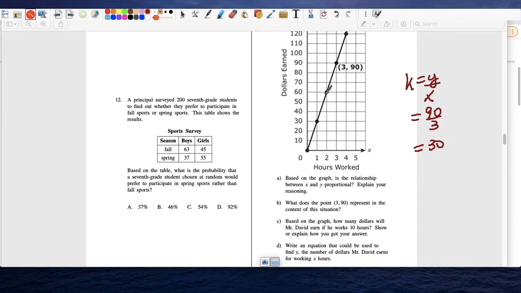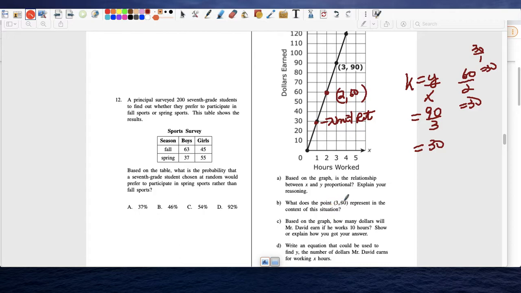If you took this point right here, which is, and I'll write it over here, 2 and 60, you notice that the constant of proportionality would also be 30. If you took this point over here, it would be 30 over 1, and that's, by the way, our unit rate, and I'll just write unit rate right away. 30 over 1, which equals 30. So our constant of proportionality is the same no matter what point you use. So there you go, and it goes through the origin.